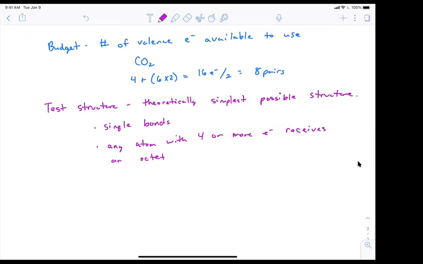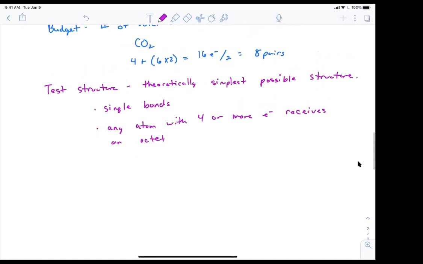So it's a test structure. It's not supposed to make sense. It's like kind of the base structure you're working with. And then your job is to make that base structure meet the budget. So it's kind of like okay, here's the worst case scenario. Okay, I only have these many electron pairs. So then I have to change my test structure to make it fit the budget. And it works for all of them. And I'll show you where it really kind of comes into play with this as well. But so everything gets single bonds. Any atom with 4 or more electrons receives an octet in here.